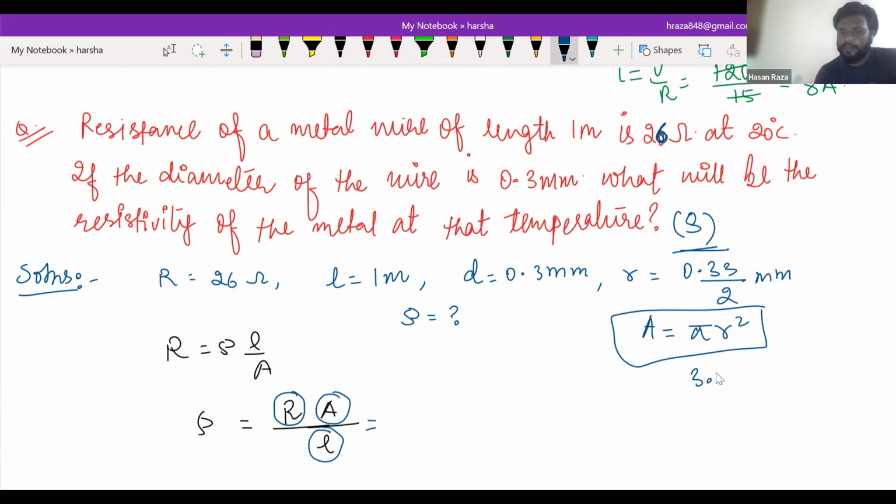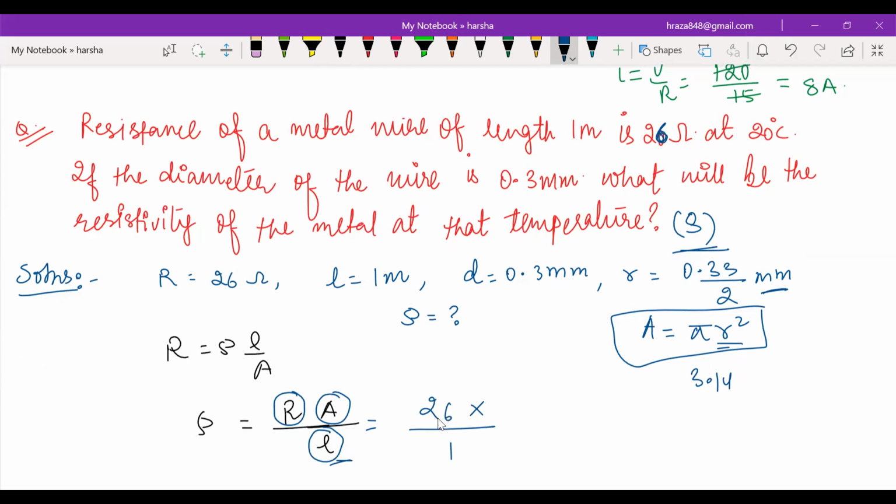We know the value of pi, that is 3.14. The radius is in millimeter and length in meter, so we need to convert this millimeter into meter, square it and put the value. It will then be converted into resistivity. Is that clear? Yes, sir. So just convert 0.33 by 2 mm into meter. That will be 10 raised to the power minus 3, right? Yes, sir. Okay, just solve it, please.